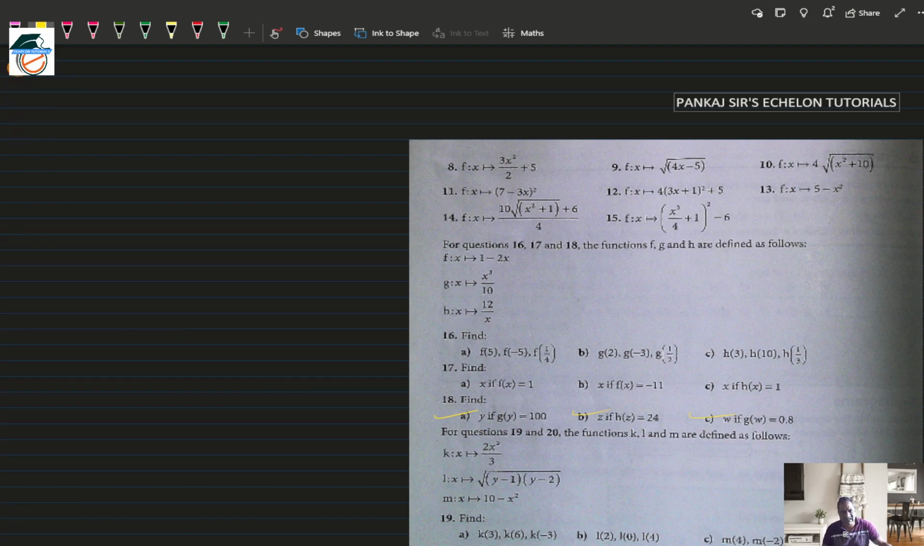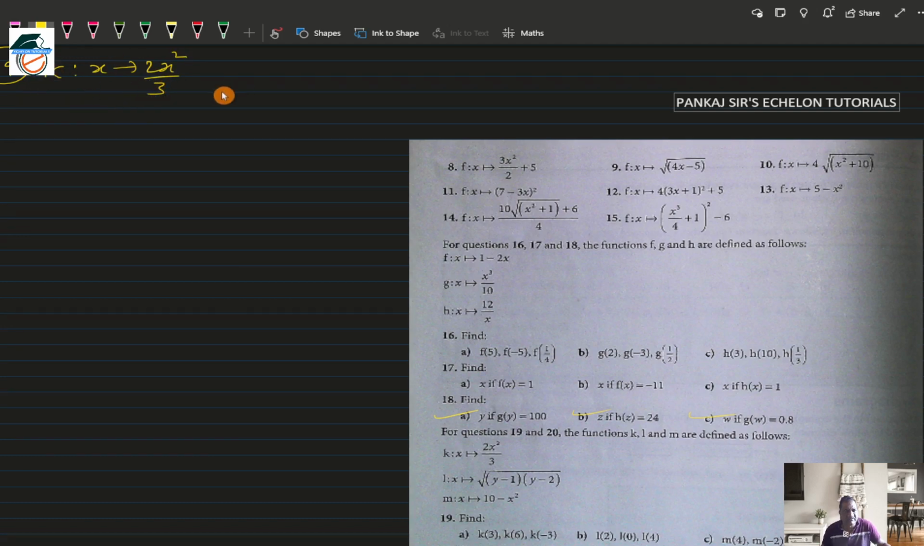Now question number 19. Here they have mentioned that for questions 19 and 20, the functions K, L and M are defined as follows. For question number 19, this is the notation given: K semicolon x arrow mark 2x square upon 3.